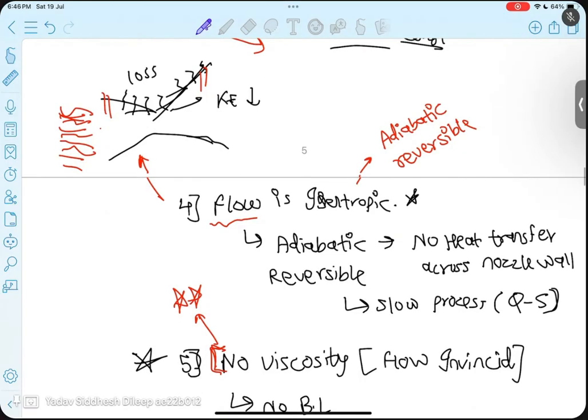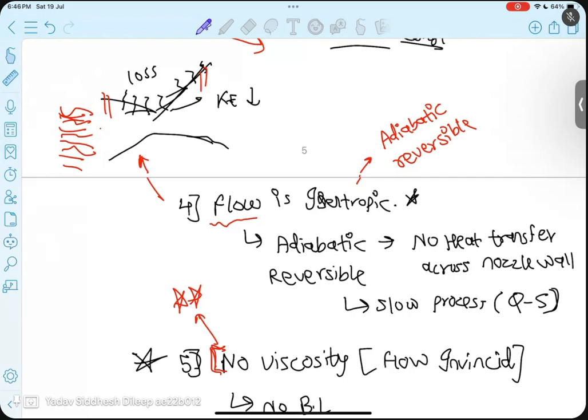Next, the fourth point is that flow is isentropic. Isentropic itself says it is adiabatic and reversible. What do we mean by adiabatic and reversible? Reversible, I already explained, means the flow has to go very slowly, step by step, so that every step can trace back the preceding step. Adiabatic means there is no heat transfer across the walls.